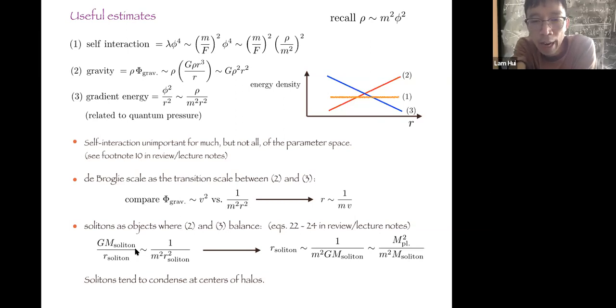And in fact, in most galaxies, as long as you stay away from the very central region where there might be a soliton, the main counteracting force against gravity is just virialized motion.